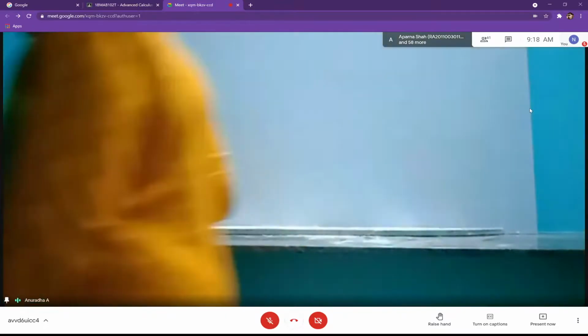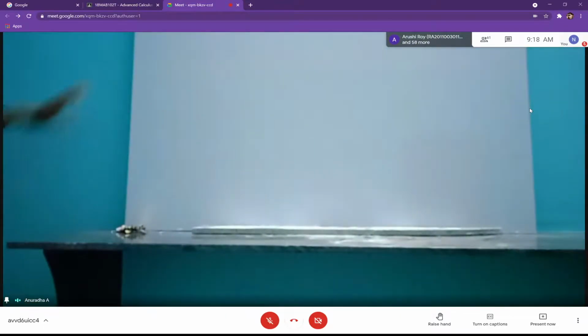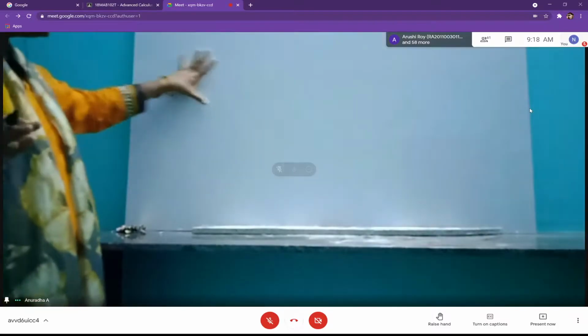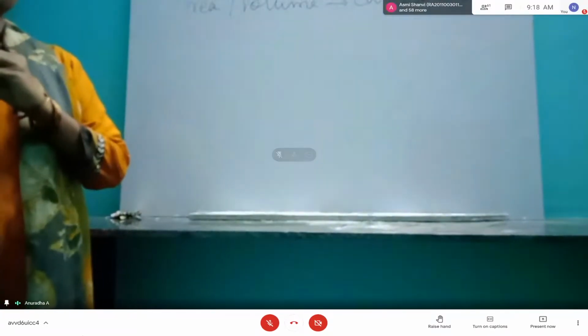So what they will do here is they will not give you the integration as such. They will give you only a statement problem. They will tell you what the curve is.